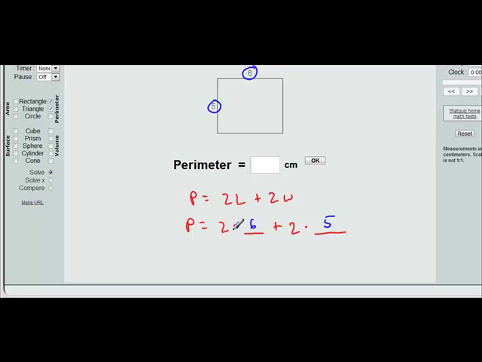Order of operations says you multiply before you add. So 2 times 6 is 12, and 2 times 5 is 10. So you do all your multiplication before you do any addition, and now you have 12 plus 10 equals 22. And in this case it says centimeters, so our answer is 22 centimeters. The same as when we added all 4 sides. It should be the same. If it's not, then you made a mistake somewhere.